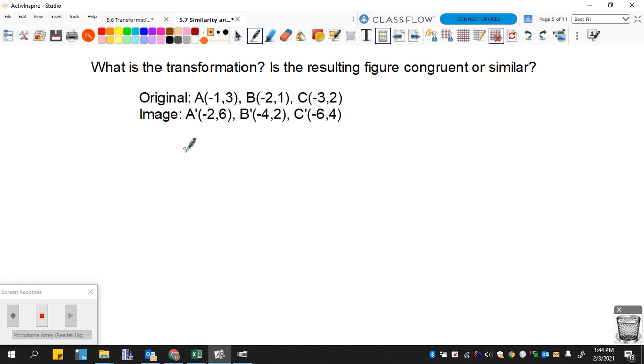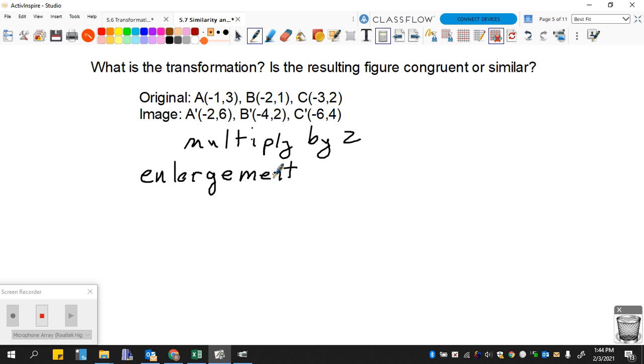So we multiplied by 2. And so that is an enlargement by a scale factor of 2. All right.